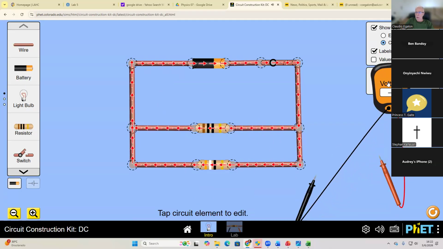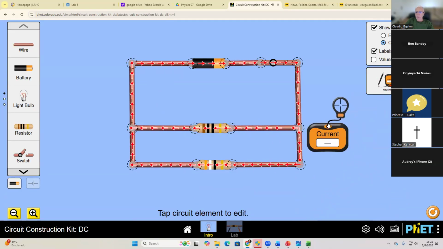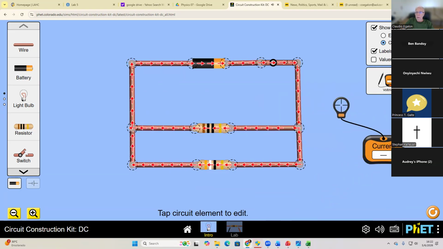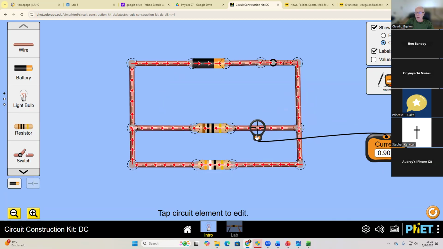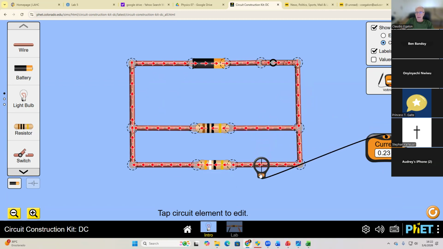To measure the current, here you go. Here's going to be one current, the largest of all. Here's going to be the other current, the second largest, 1.13, 0.9, and the smallest one, 0.23. Okay, that's how we do that.